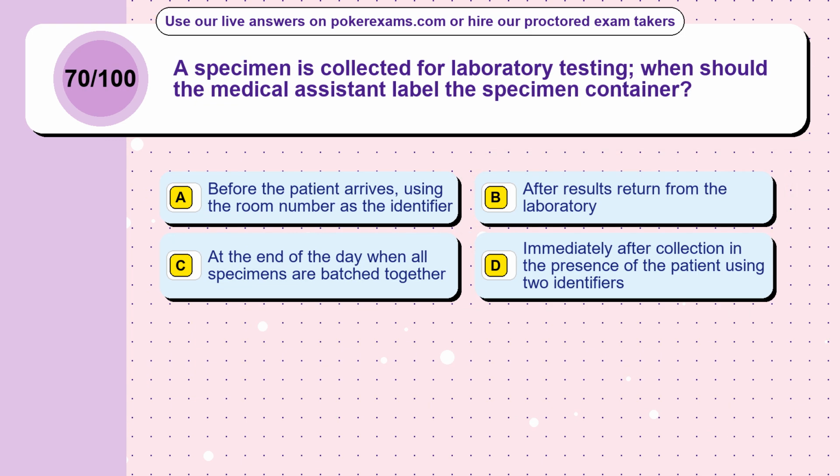Question 70. A specimen is collected for laboratory testing. When should the medical assistant label the specimen container? Option A. Before the patient arrives, using the room number as the identifier. Option B. After results return from the laboratory. Option C. At the end of the day when all specimens are batched together. Option D. Immediately after collection in the presence of the patient using two identifiers.